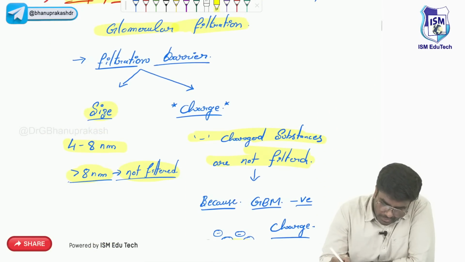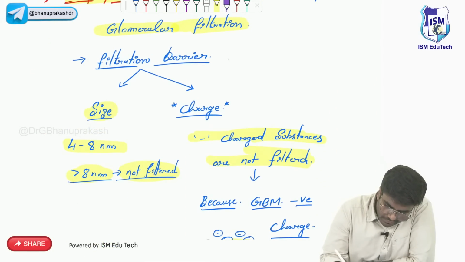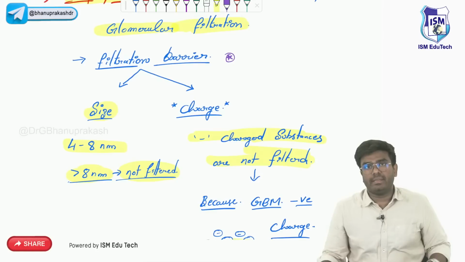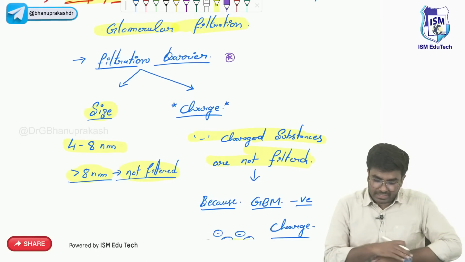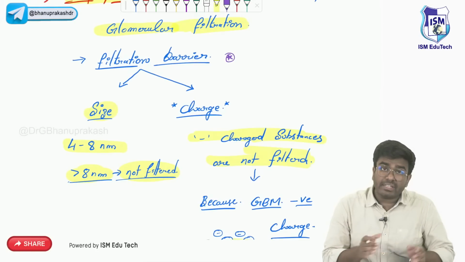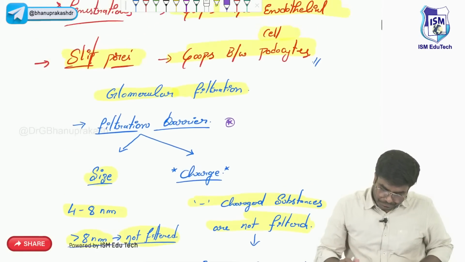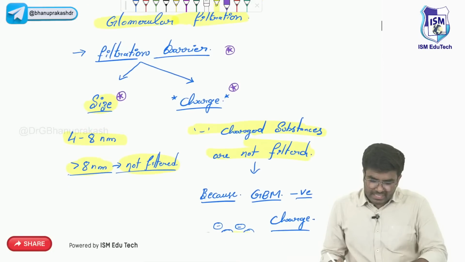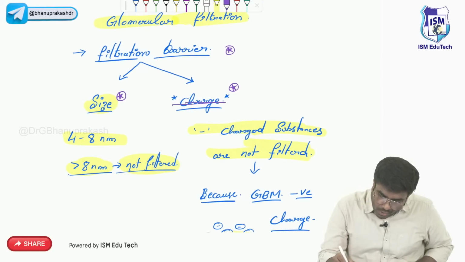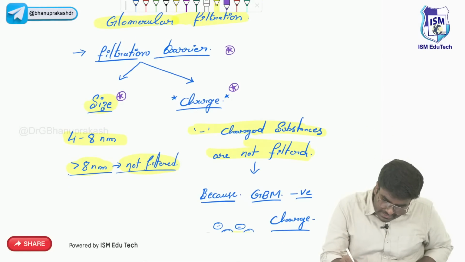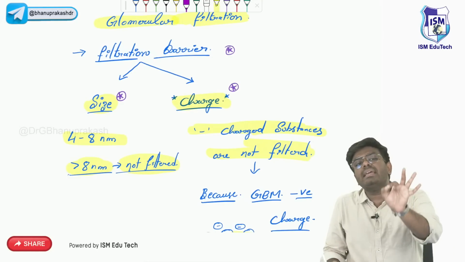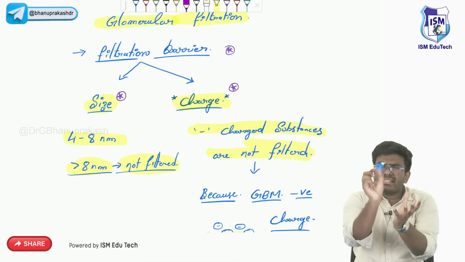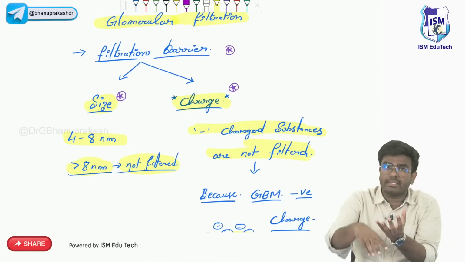Now, let's talk about the glomerular filtration. First topic is the glomerular filtration barrier. Questions have come from this area. This filtration barrier is a size barrier as well as a charge barrier. What do I mean by size barrier and charge barrier? Very simple. It allows only certain size substances to filter. Only certain size particles are being filtered.